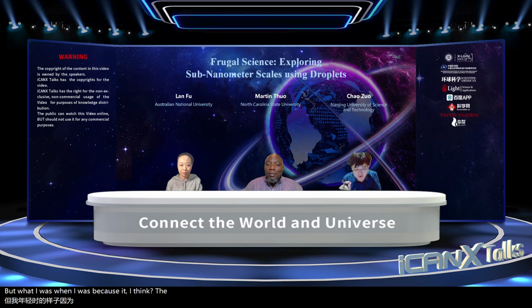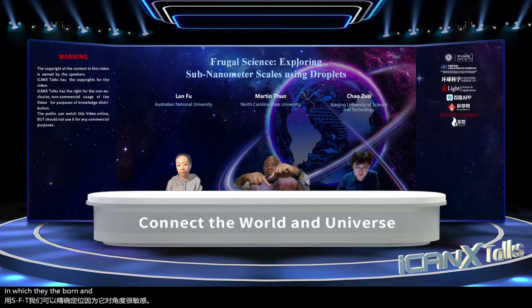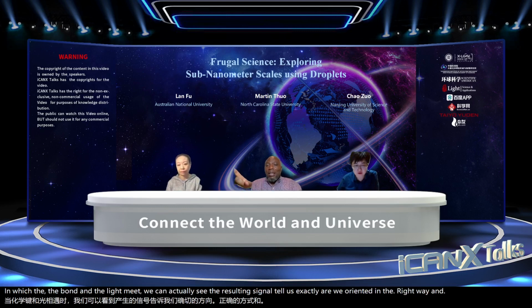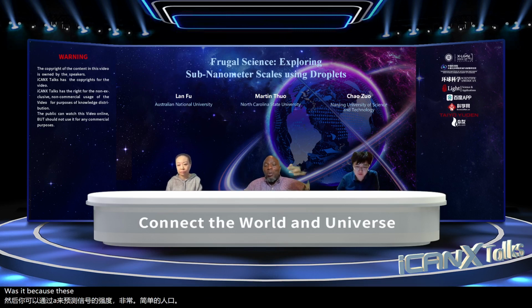Because I think the sensitivity should be very high, because it's really very precise. You can see actually an interface layer with SFG, and we can pinpoint exactly because it's so sensitive to the angle in which the bond and the light meet. We can actually see the resulting signal tell us exactly, are we oriented in the right way? And you can actually predict even the intensity of the signal by a very simple calculation. Because this is polarized. You're bringing in polarized light. It's not like unfocused or unpolarized light. It's very, very well oriented. So you get very clear directional data.